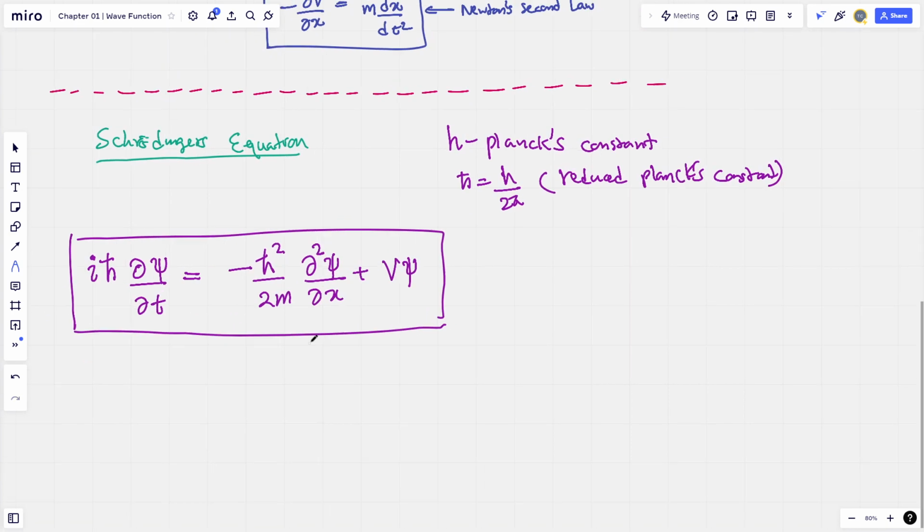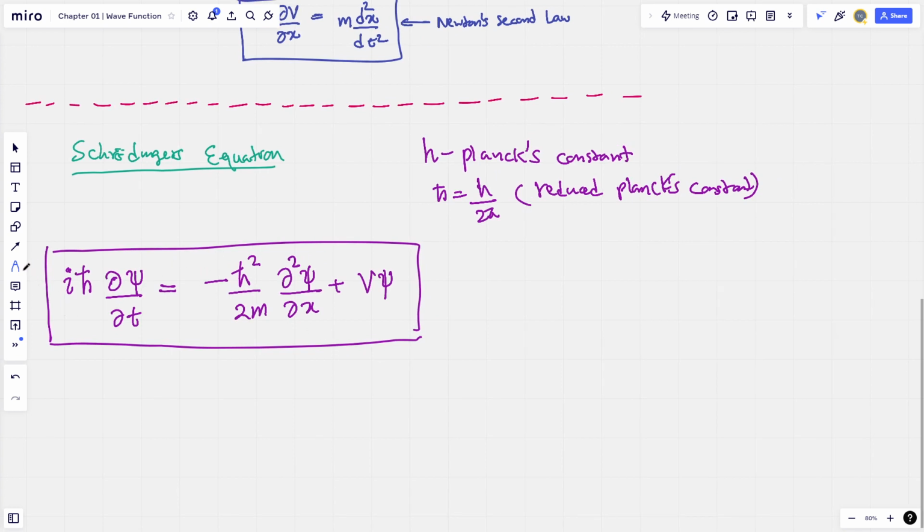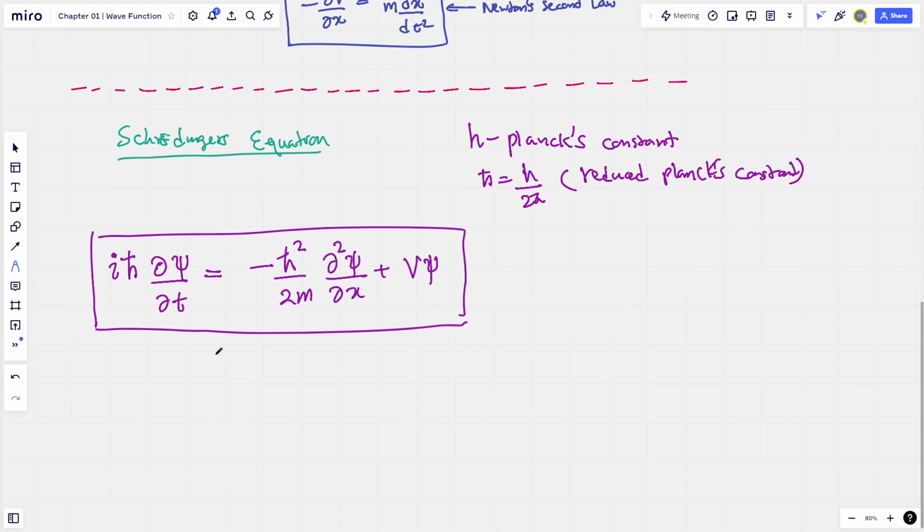This equation called Schrödinger's equation is, as we previously talked about, like Newton's second law. It is exactly like that, not in the mathematical sense. It means we use this equation to find this wave function.